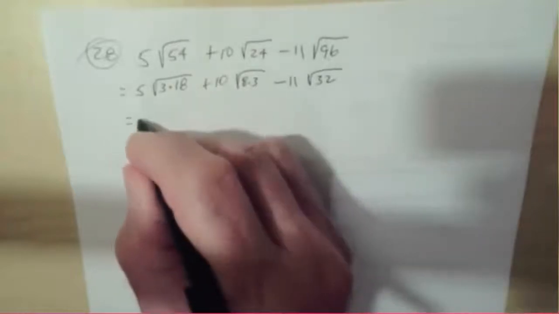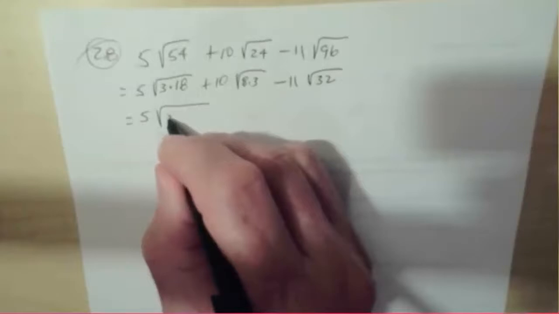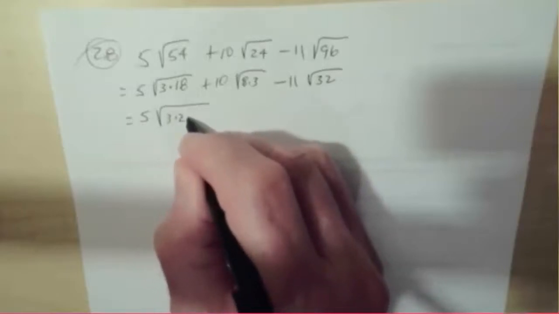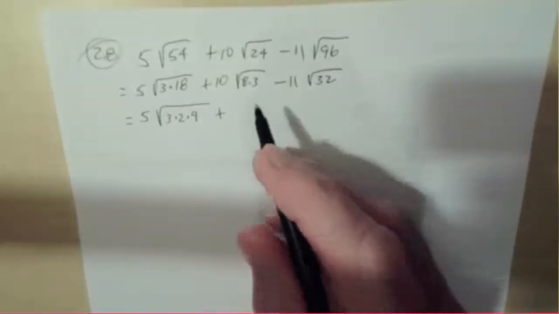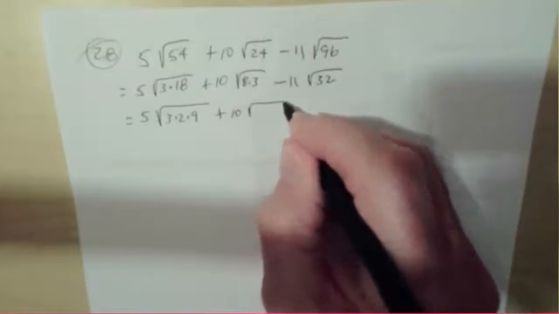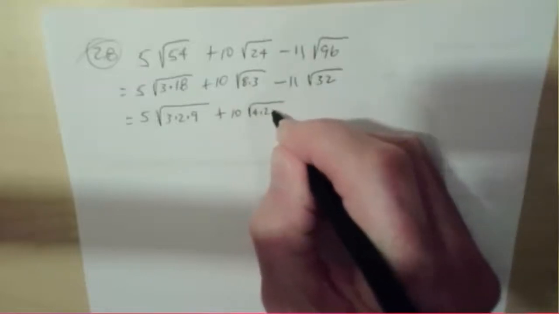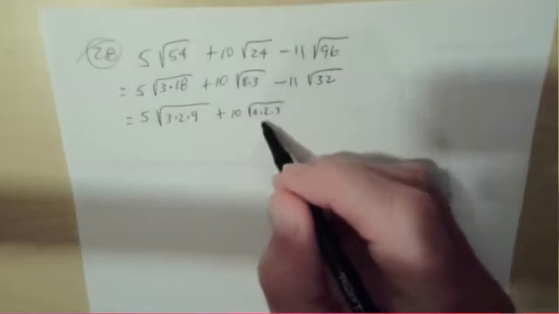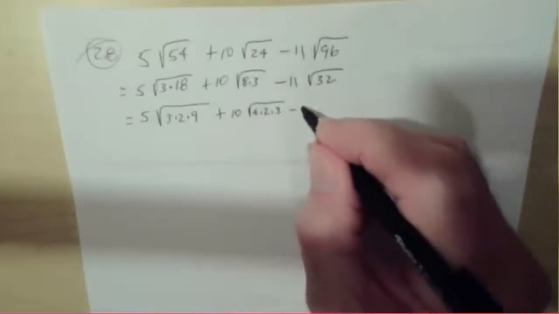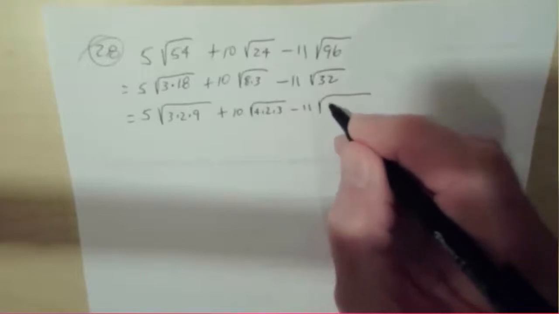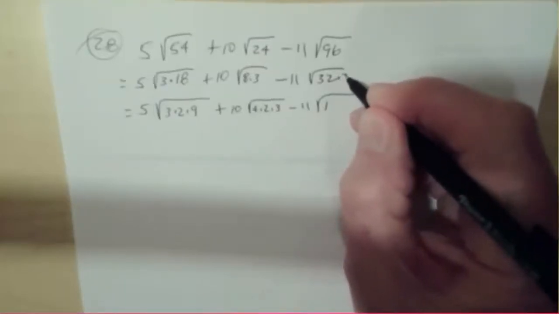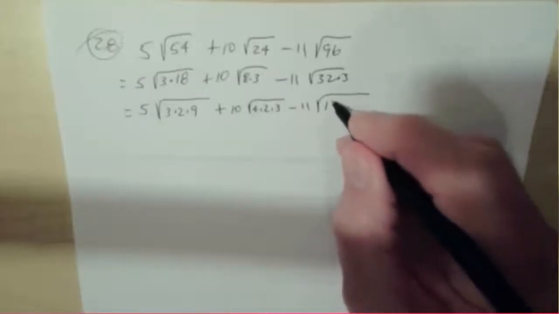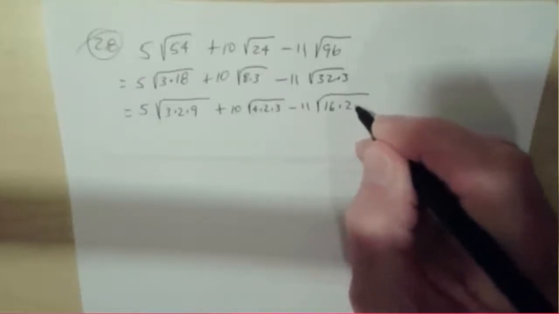Now this equals 5 square root of 3 times 2 times 9, plus 10 times the square root of 4 times 2 times 3. Okay, 8 is 4 times 2. Minus 11 square root of 16 times 2 times 3. I'm sorry, I'll do better.